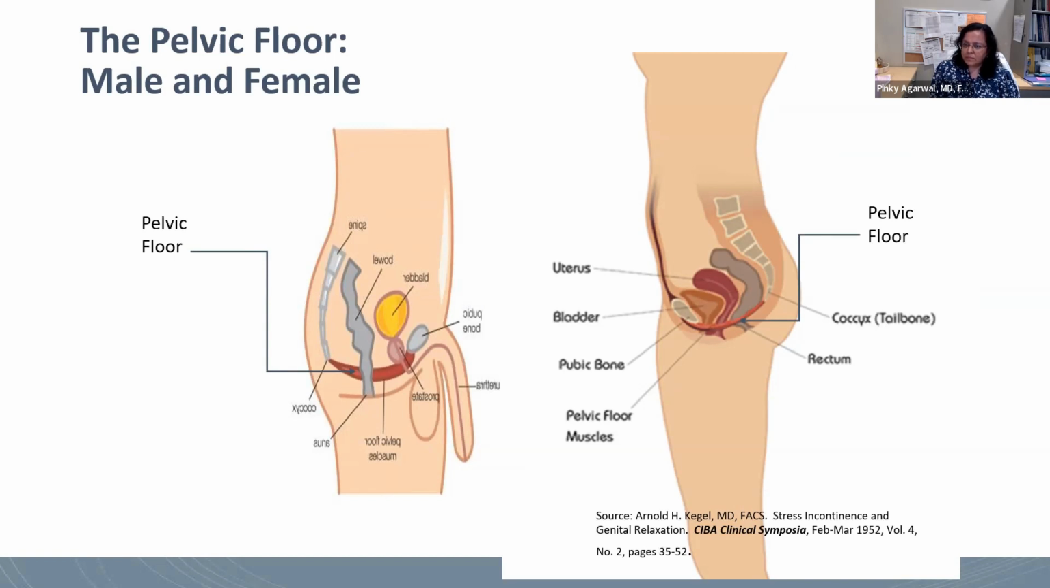From the side view, we can appreciate why the pelvic floor got the name floor. If you look at the red line here coming across, which represents the pelvic floor muscles, you can see how the pelvic floor muscles form a hammock or a sling shape that supports the pelvic organs from down below.